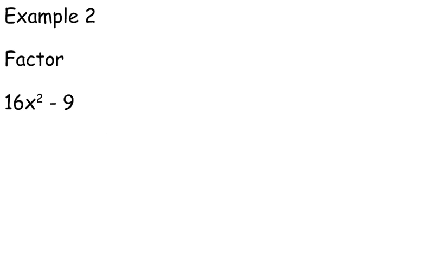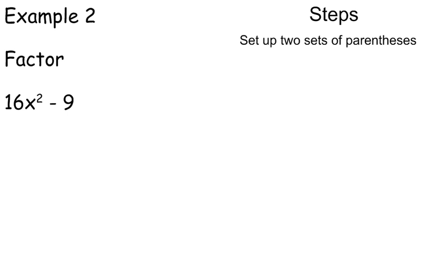Okay, so here it says factor 16x squared minus 9. And this is a difference of perfect squares because you have a subtraction sign and you have perfect squares as your first term and your second term. So let's begin with our first step. Our first step is to set up two sets of parentheses. So we set them up.